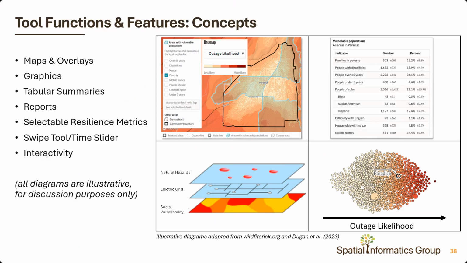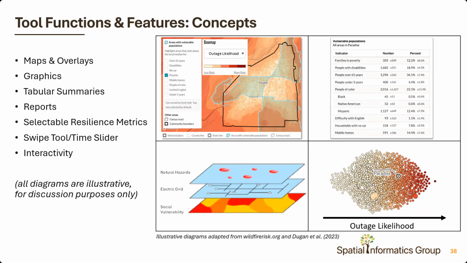looking to explore. And so some of the things that we are looking to consider are obviously maps and some of the overlays. I think those are very important. Generating some graphical outputs, like in the lower right. Here's an example where they looked at different communities. This is Paradise, for example, in terms of where it exists in terms of fire risk. We modified it to represent outage likelihood to make it more relevant to this audience.